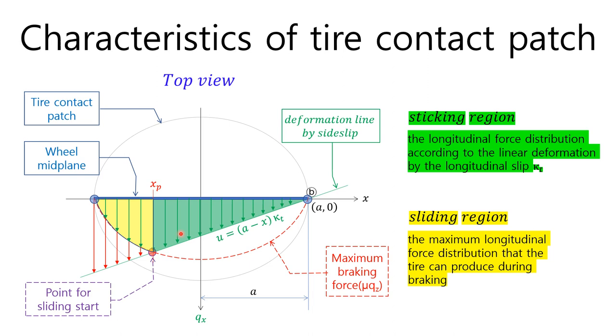In the green section located in the front of the tire contact patch, where deformation begins during braking, the tire is deformed in a straight line along the green line. From the point where it becomes equal to the maximum braking force distribution, the vertical force is insufficient to sustain the large linear deformation, which initiates the sliding start. After sliding occurs, the braking force distribution thereafter is determined along the maximum braking force distribution curve.